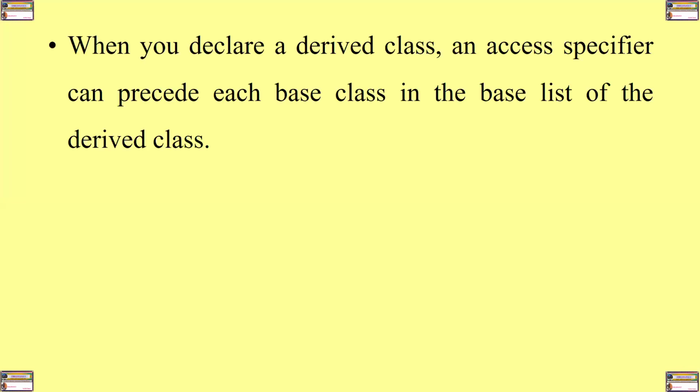When you declare a derived class, an access specifier can precede each base class in the base list of the derived class. And my dear students and the rest of the learners, if this is your first presentation and you are not able to understand what I am referring to as the base class, the derived class, scope resolution, or access specifiers, I kindly request that you go through the series of tutorials on object-oriented programming in C++ that have been posted on the MLSWAP ICT YouTube channel so that you can have a clear understanding of this presentation.